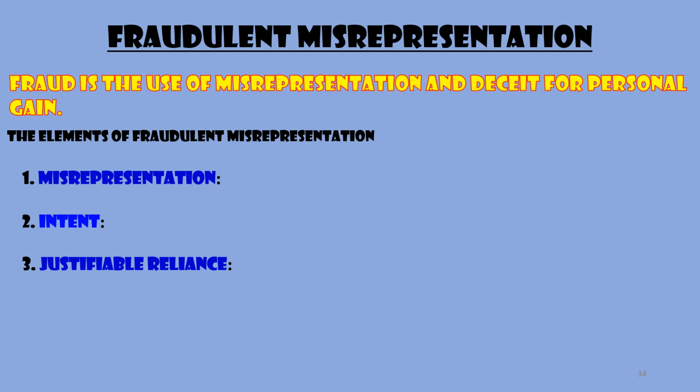Requirement number 3 is justifiable reliance. Justifiable reliance is simply a reasonable basis for the plaintiff to believe the lie. And number 4 is damages. Damages must be suffered as a direct result of the reliance. Right? You have to prove all 4 elements in order to establish fraudulent misrepresentation.